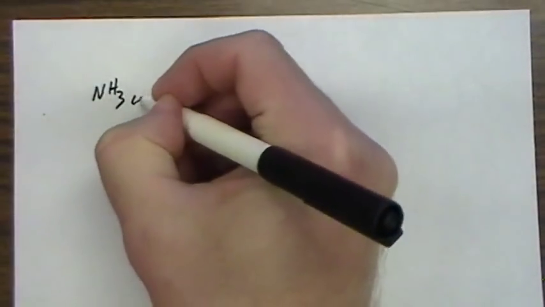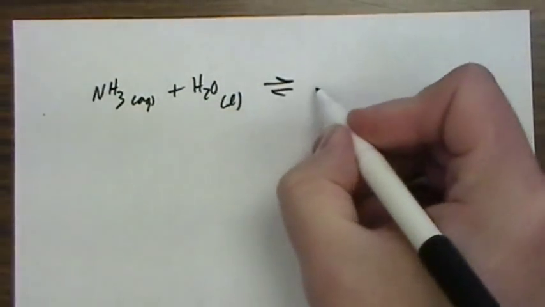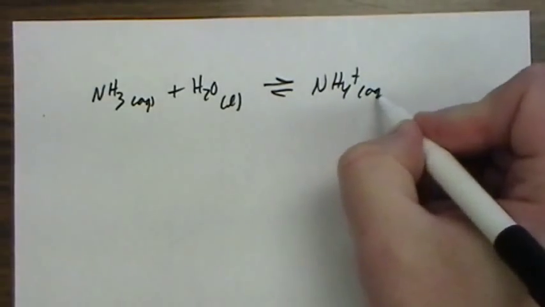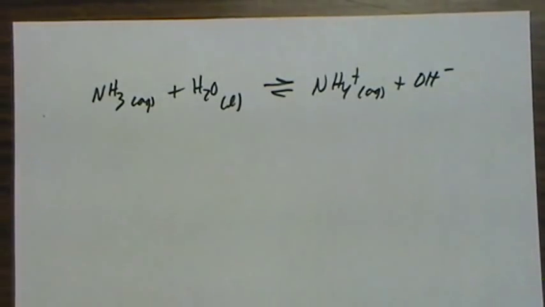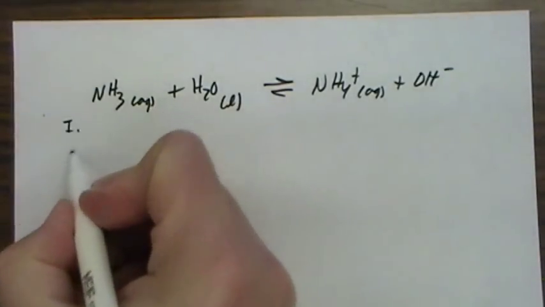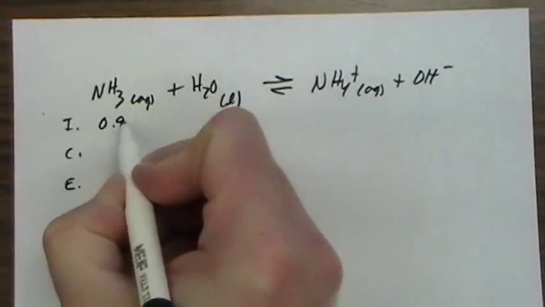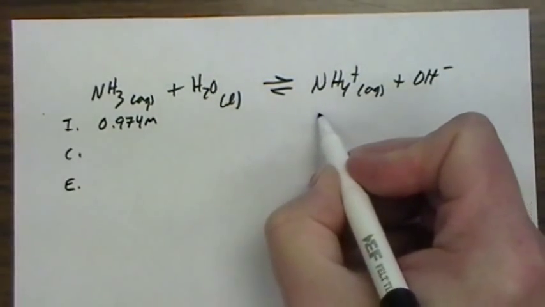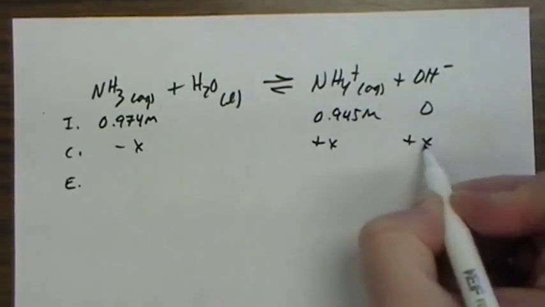We have to put them into our new expression. We have our KB expression. So put our new values in, and we're back to our original type of problem. This would be our KB expression, ICE. Our new concentration for ammonia after the addition of the base is this. Ammonium ion is this. 0 minus X plus X plus X.